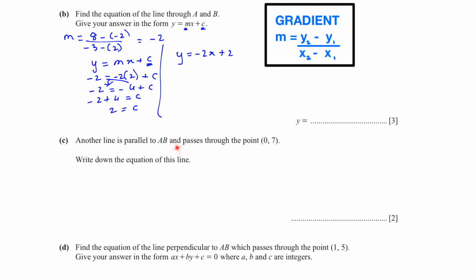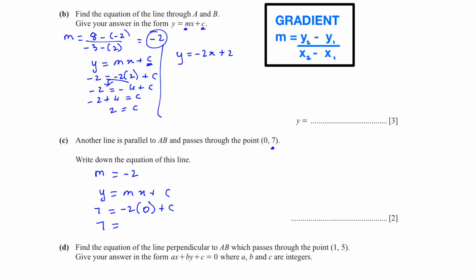Part C, another line is parallel to AB and passes through the point (0, 7). Write down the equation of this line. When it is parallel to AB, any two lines which are parallel have the same gradient. So the gradient of this line is going to be negative 2, because that is the gradient we found here. And the same way we are going to substitute in y is equal to mx plus c. y is 7 and x is 0 and m is negative 2.